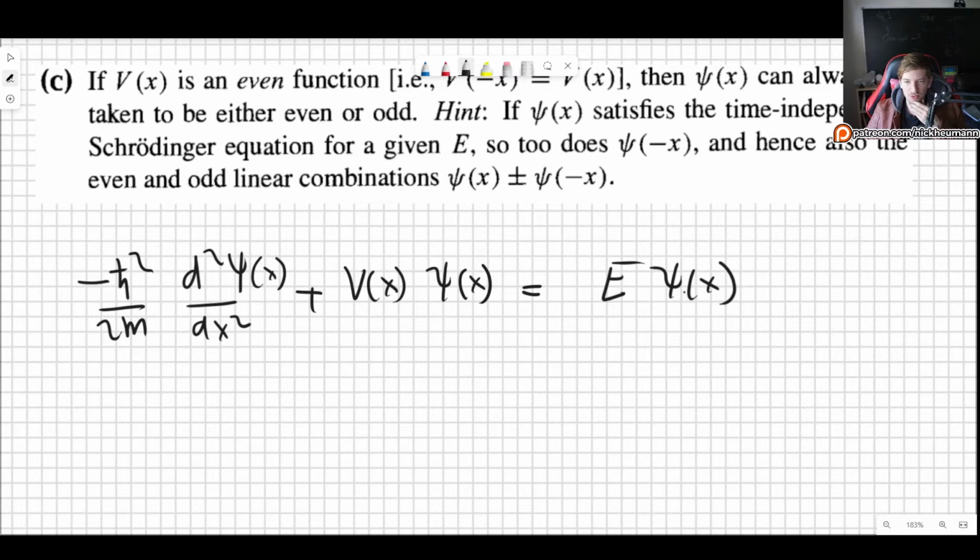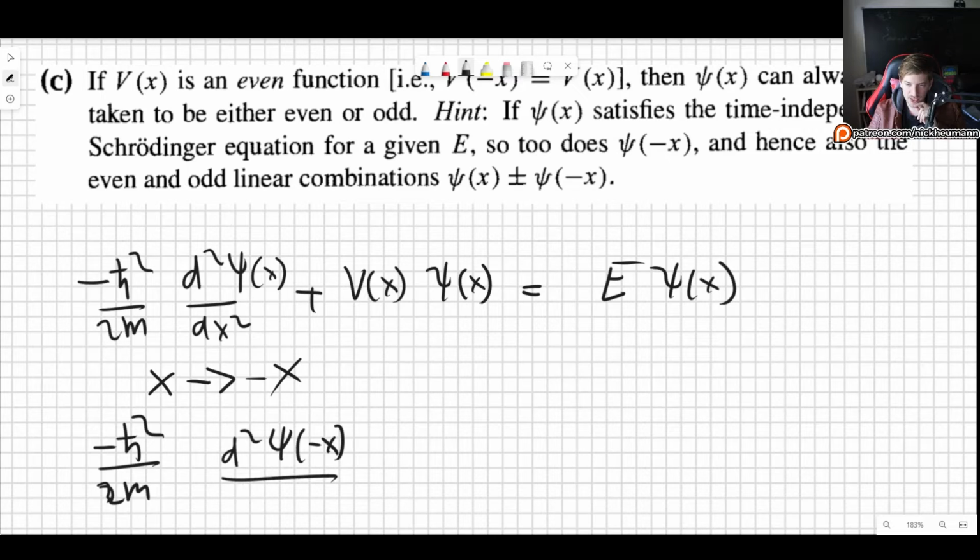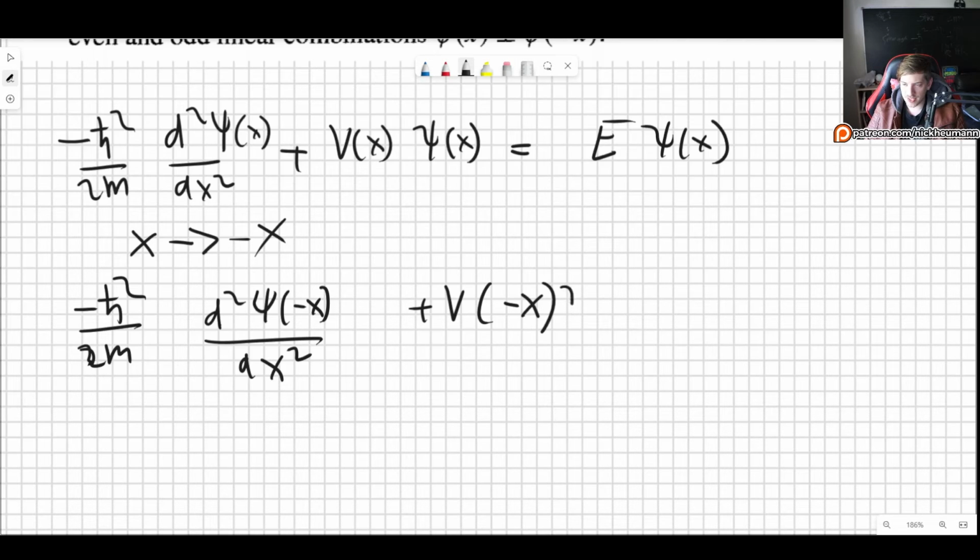But what if we go from x to minus x? What happens at minus x? So let's change x to minus x. Okay, so we have minus h bar squared over 2m d squared psi of minus x. We have moved a little bit. Then we have plus the potential of minus x times psi of minus x. This is equal to the energy times psi of minus x.